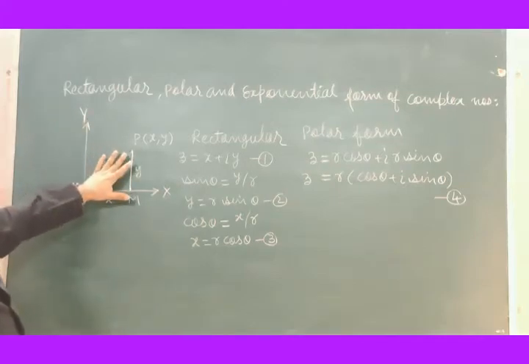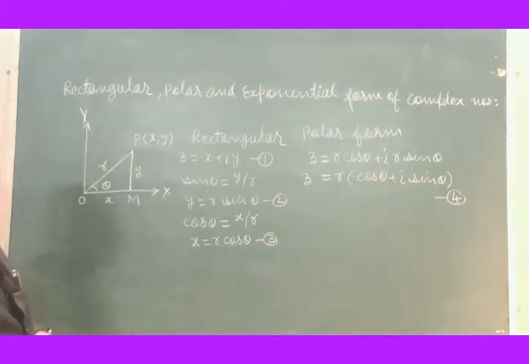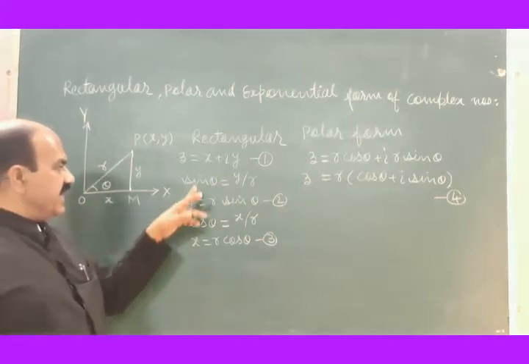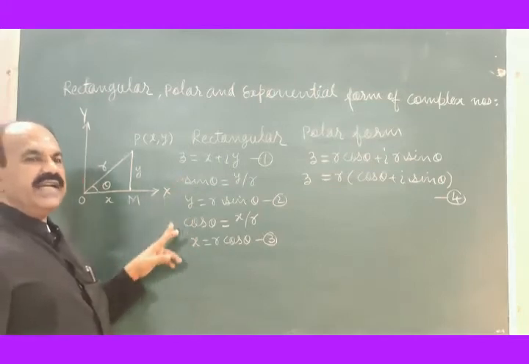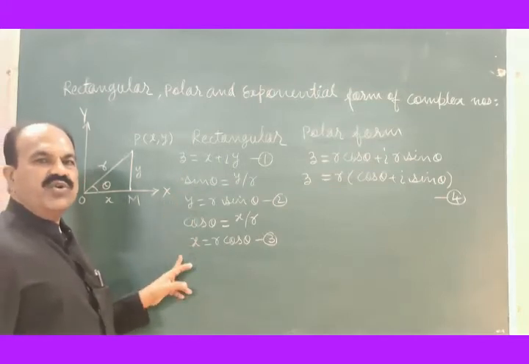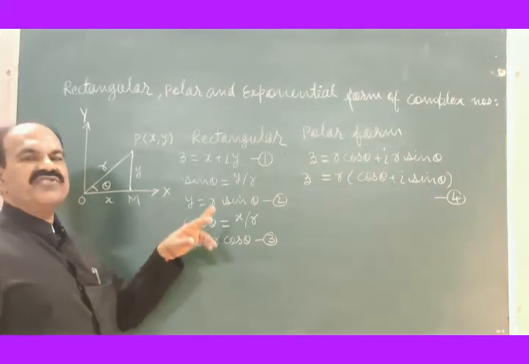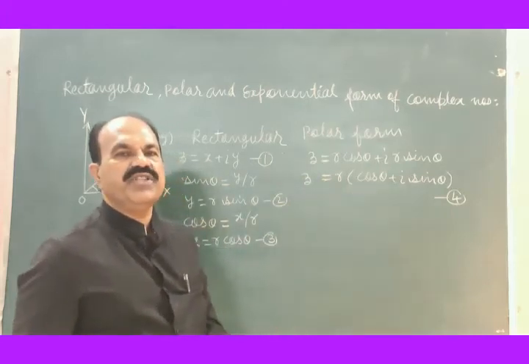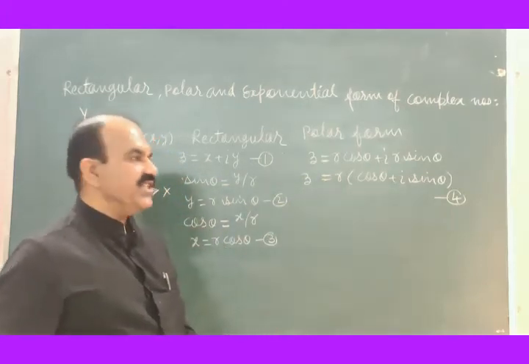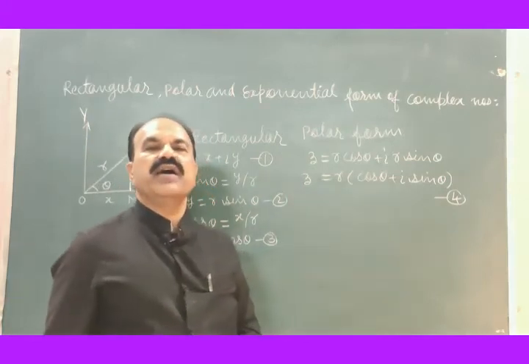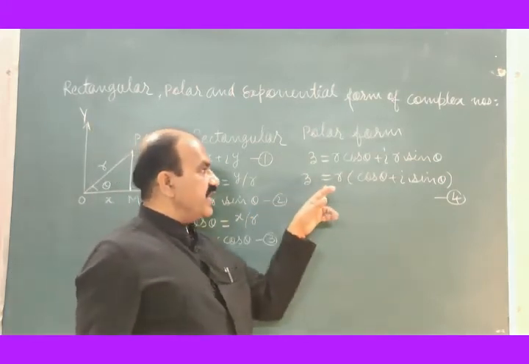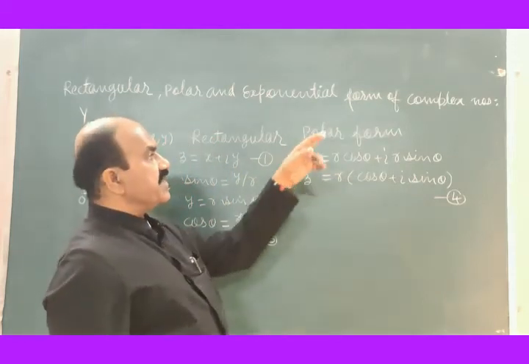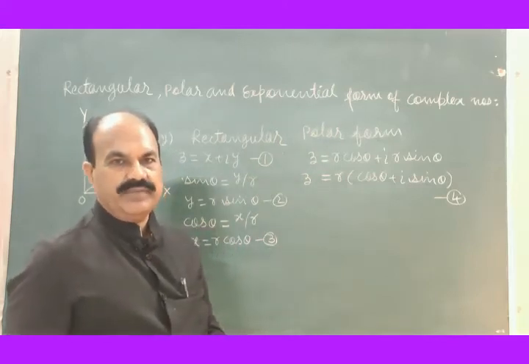Using trigonometry in the right angle triangle OPM, from sin theta and cos theta, the values of y and x are found. These values of x and y from equations 3 and 2 are substituted in equation 1 to get z equal to r into, in the bracket, cos theta plus i sin theta. R and theta are polar coordinates, and therefore z equal to r into, in the bracket, cos theta plus i sin theta is known as the polar form of complex number.